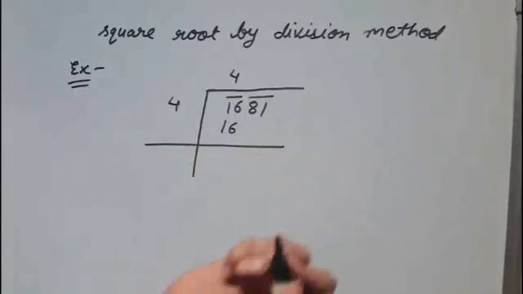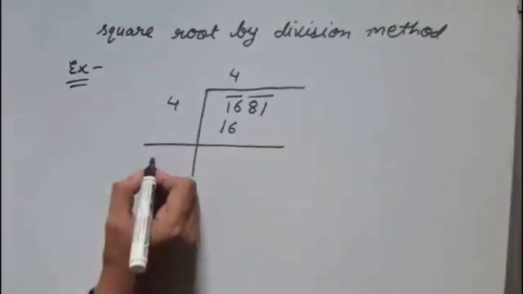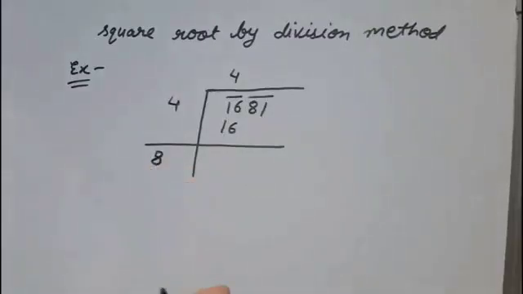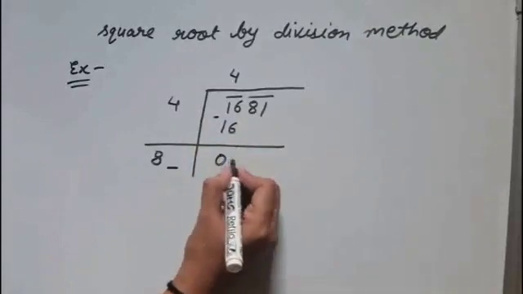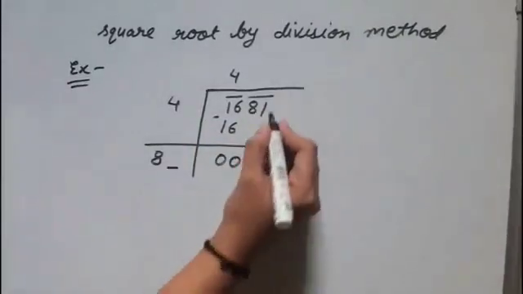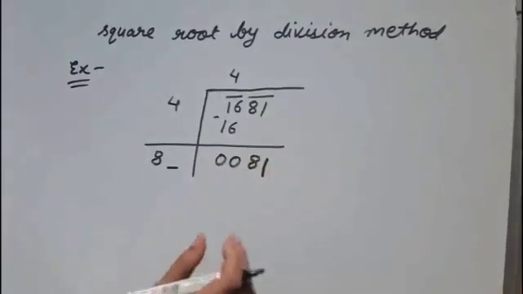Now what to do? You have to double this number and you have to write it under this number. And we have one blank here. We are subtracting this. So remainder is 0. Now we have to shift this number under next bar. So here we have 81.